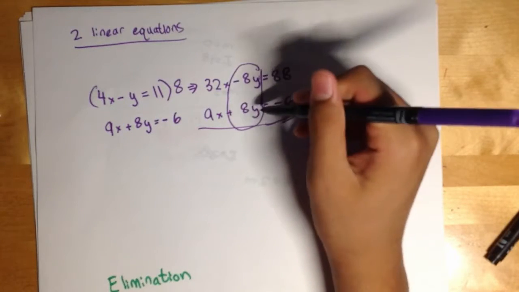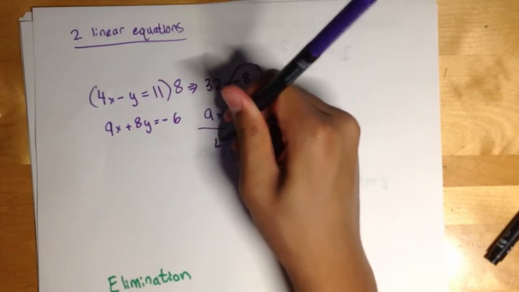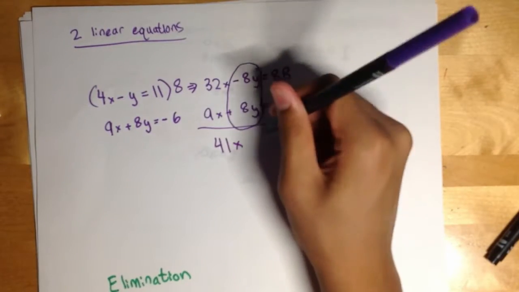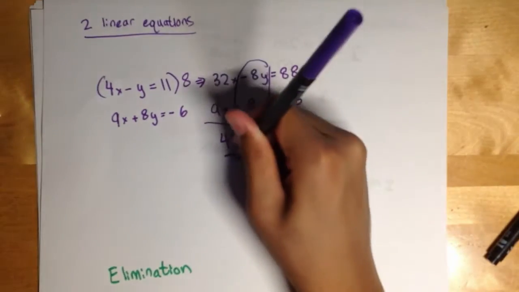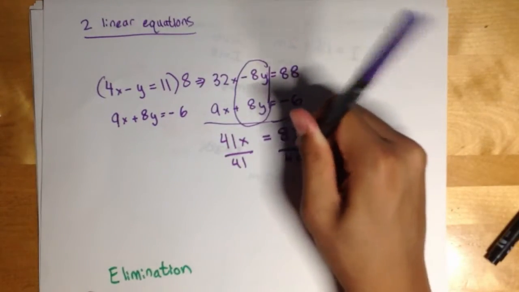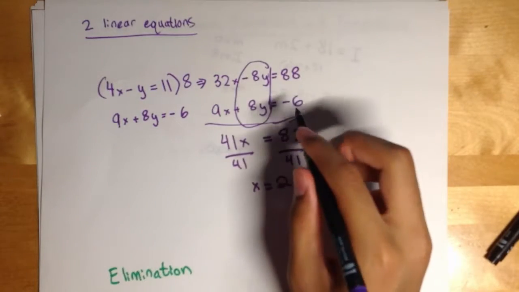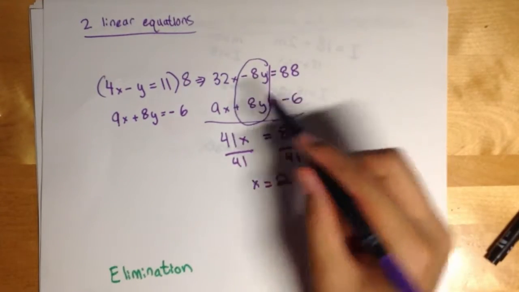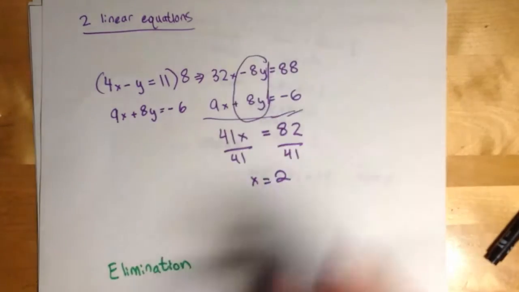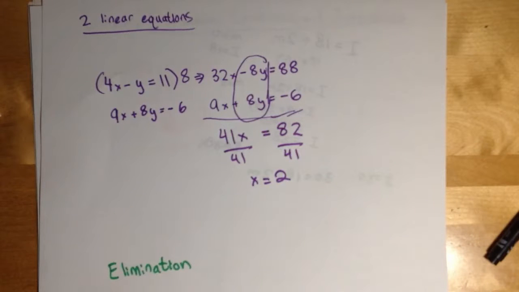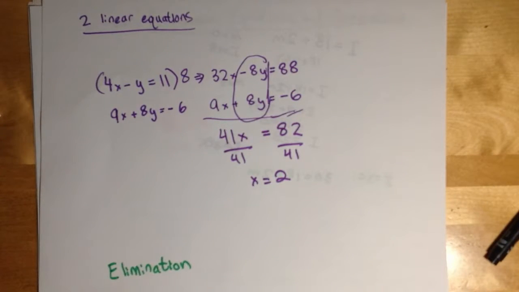Anyway, this negative 8y and positive 8y can cancel out if you add these two equations together. So 32x plus 9x equals 41x. These two cancel, so that equals 88 minus 6. That's 82. Divide by 41 on both sides, and x equals 2. So that's how you do it. You find a variable that you want to eliminate, and then you multiply one of the two equations to get that to cancel out.